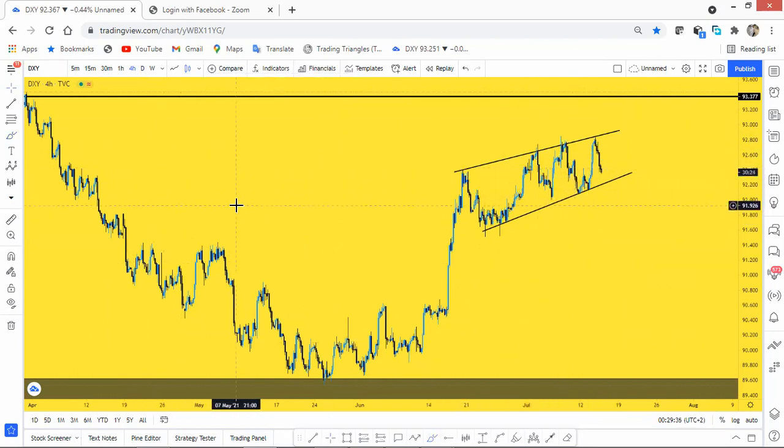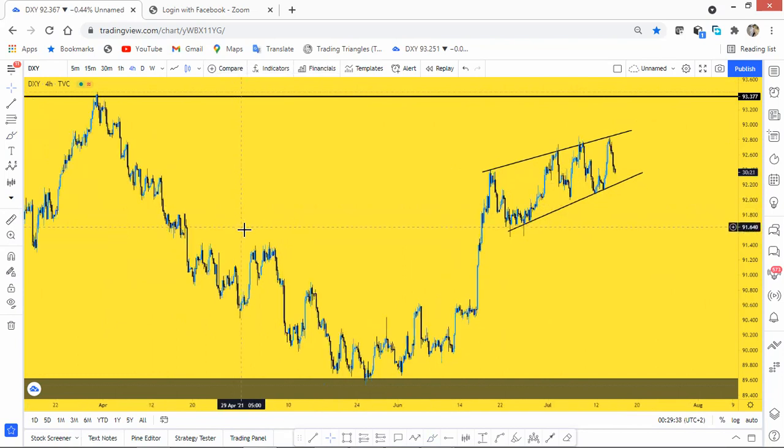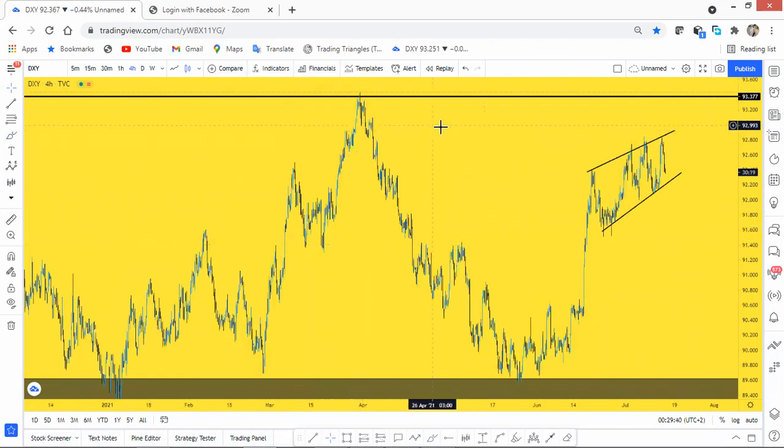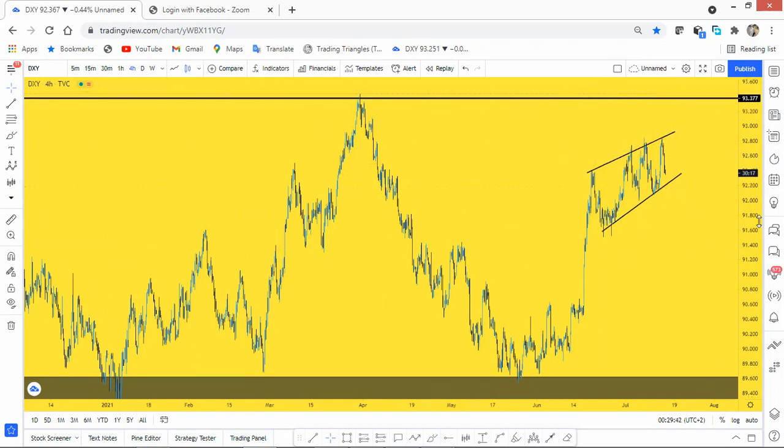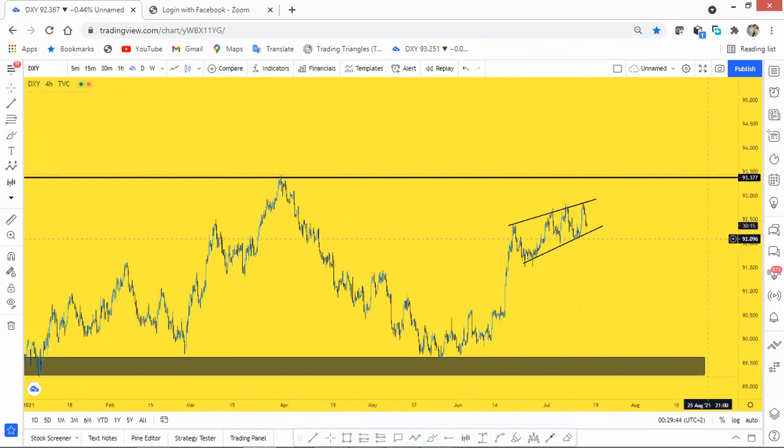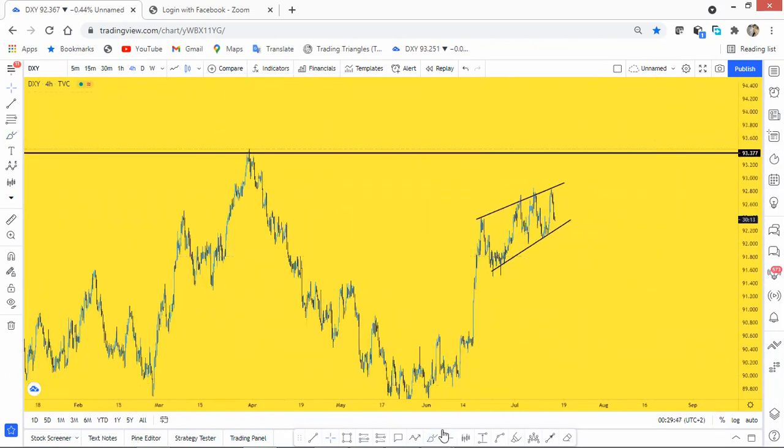Right now, there's a 50-50% chance that the market will go up or down. Why do I say this? Because on the daily, we've established that the market is going bullish. The market is going up. It reversed from here, is going up to test this previous high.